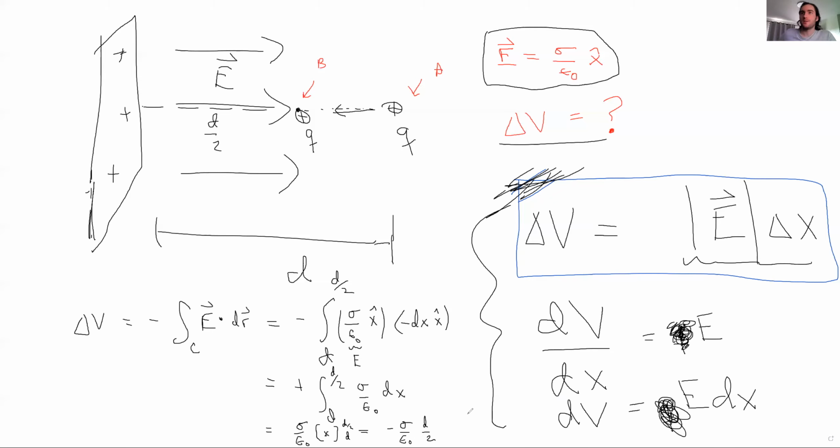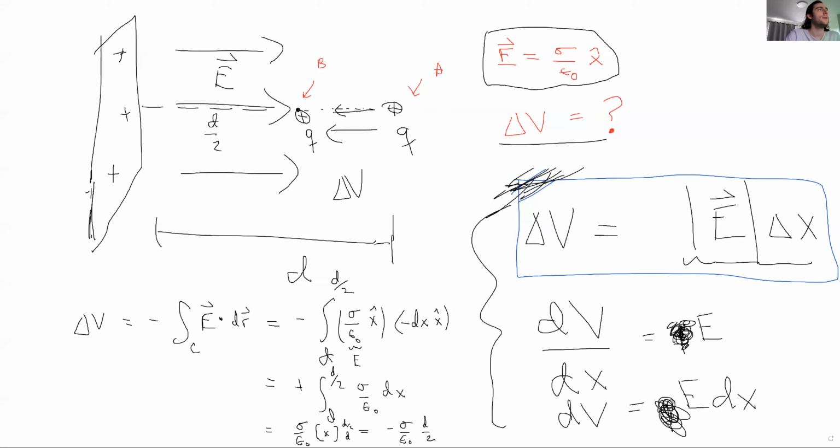So do we have any questions about that? Maybe we should check our answer now. Does our answer make sense? We know that we have to do work to push a positive charge against an electric field, so our answer should be positive. Delta V should be positive because delta V increases along this direction. So where did I make a sign mistake here? I keep making sign mistakes today for some reason.